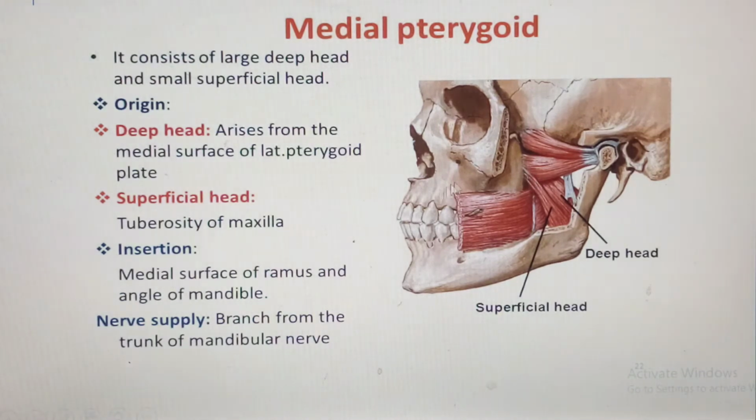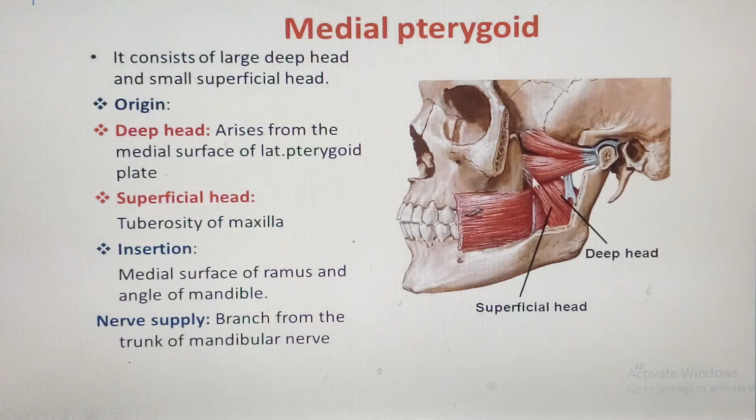We know that at the lower aspect of the skull, at the superior aspect where we have the maxilla, the palate is formed by, of course, the maxilla and the palatine bone. So it means that it is going to originate not only from the tuberosity of the maxilla, but also from the pyramidal process of the palatine bone.